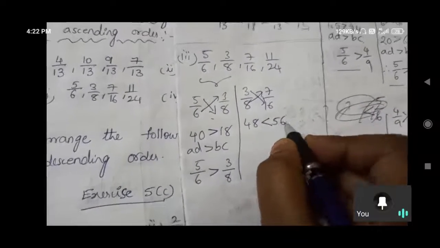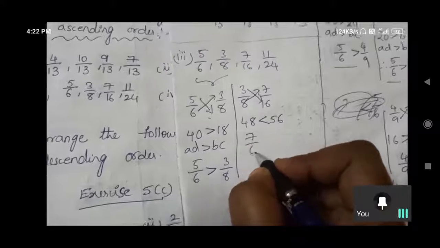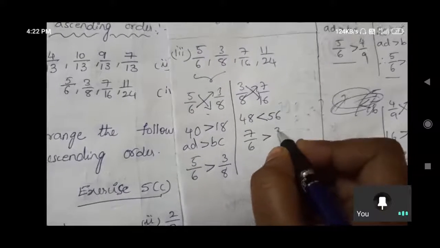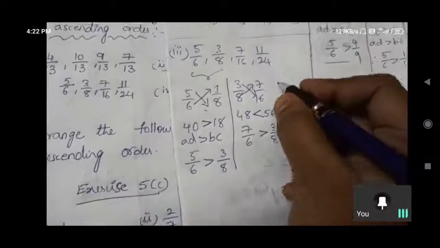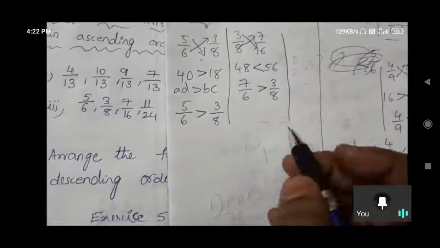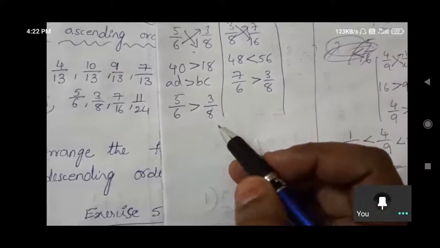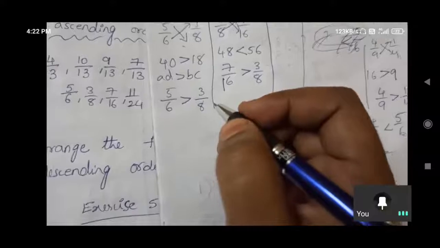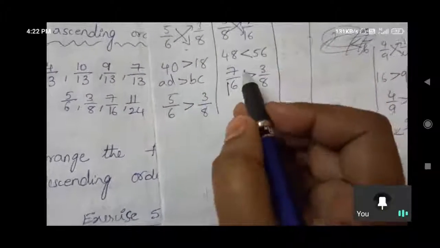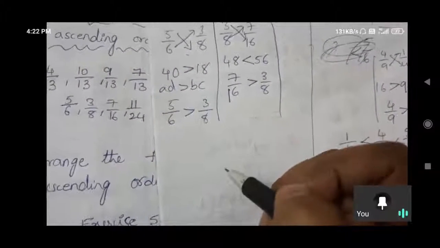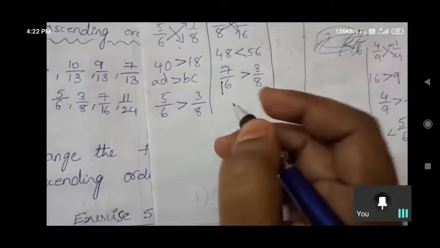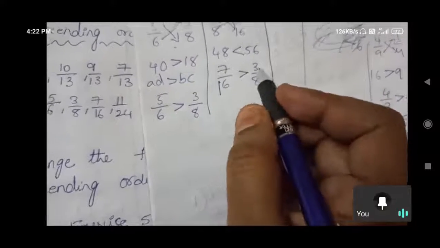56 is bigger. So therefore 7 by 16 is greater than 3 by 8. Okay. So among these three, yes, 16 only, na? Yes. 7 by 16 is greater than 3 by 8. Okay. Very good. Good observation. 7 by 16 is greater than 3 by 8.